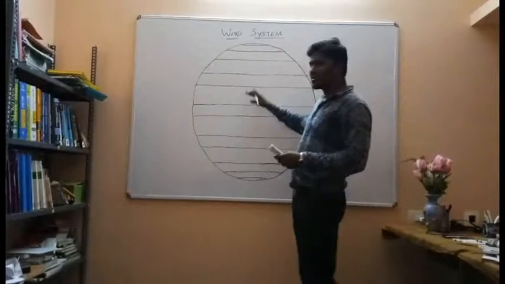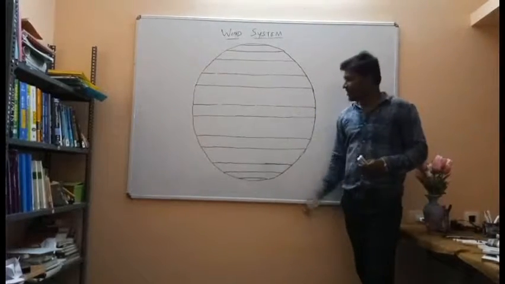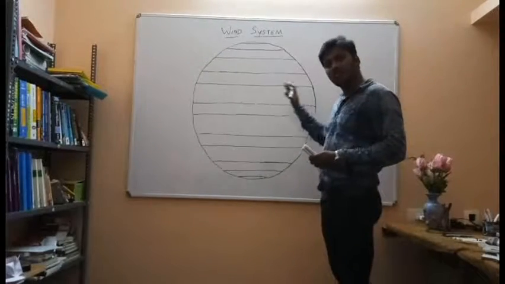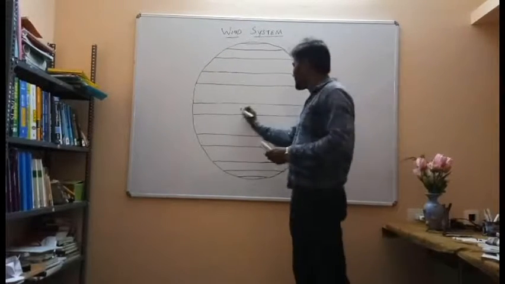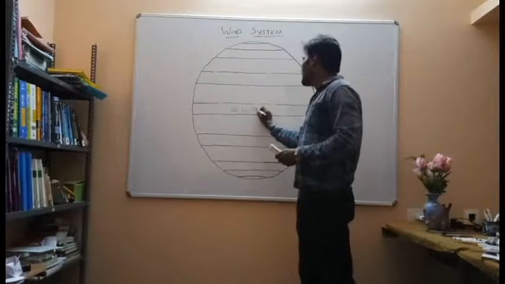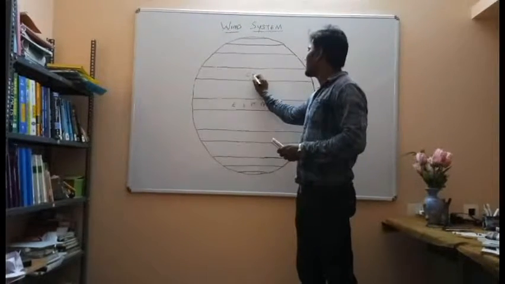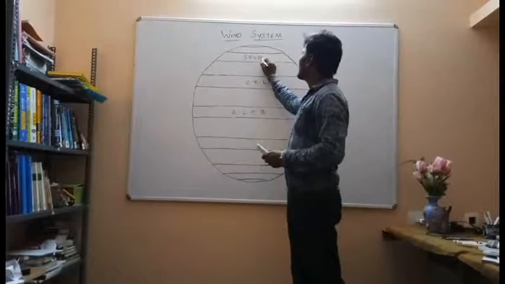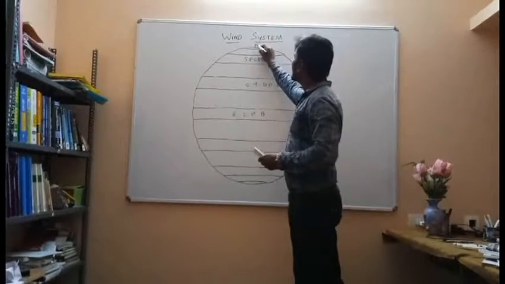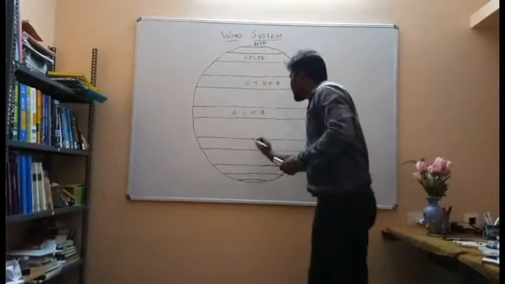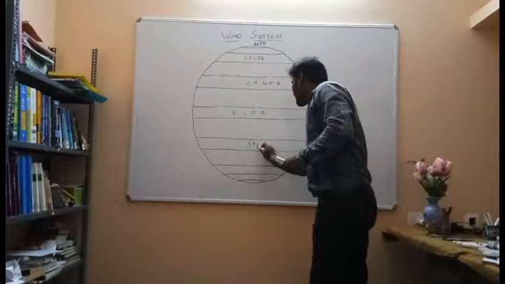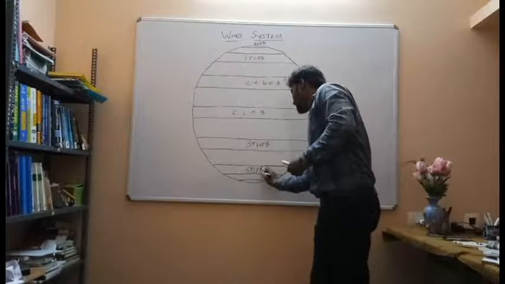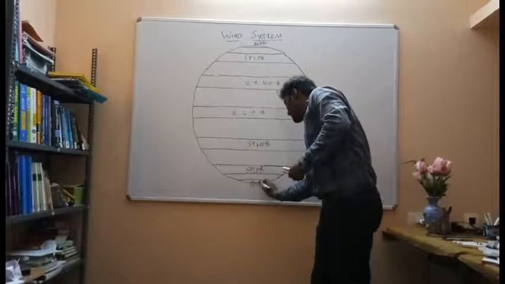This image is about the wind system or pressure belt system. We have already seen this in the last classes, and you should be able to identify these belts. This belt is called the equatorial low pressure belt, this is the subtropical high pressure belt, this belt is known as the subpolar low pressure belt, and this belt is known as the polar high pressure belt.